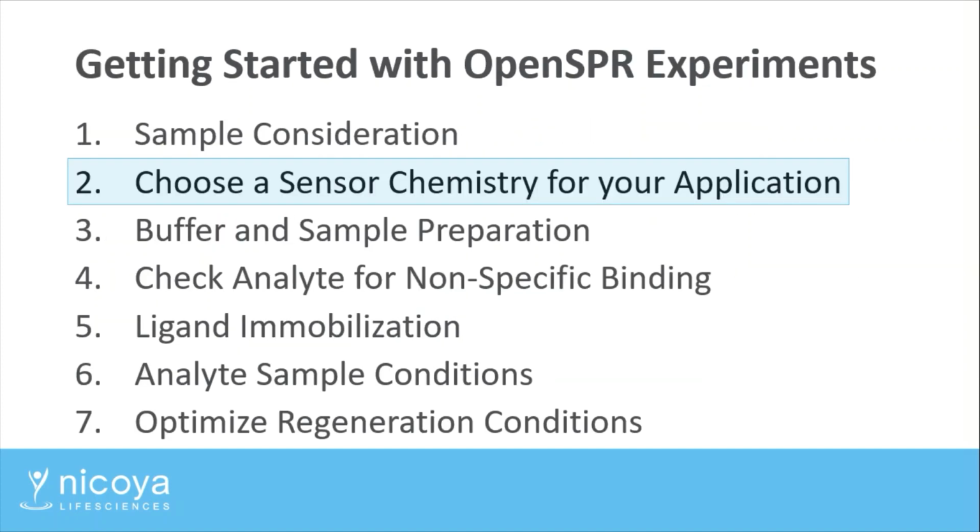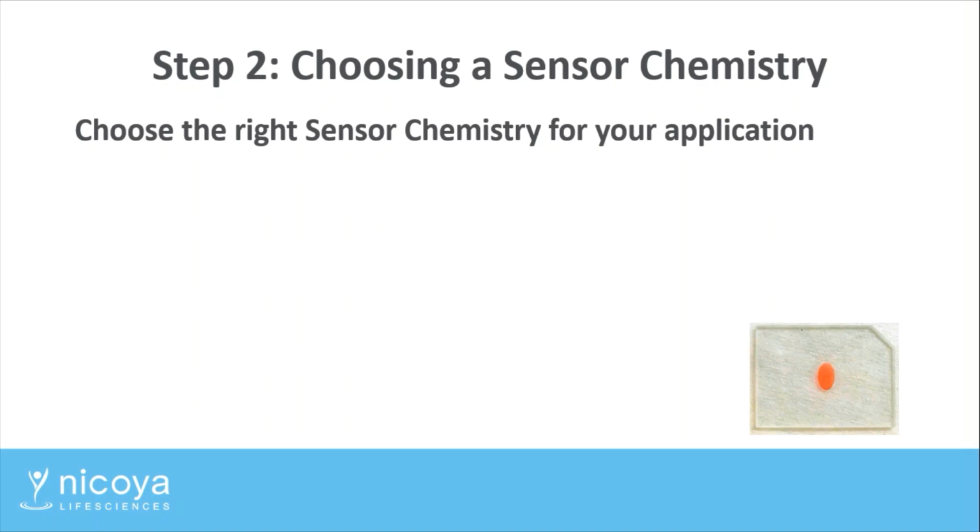The next thing to consider is the sensor chemistry for the application that you're going to be analyzing. The one requirement to perform SPR interaction analysis will be to immobilize one of your binding partners onto the sensor surface. Here I have a picture of one of our sensors, and this consists of a glass slide, with the red spot in the center being our nano gold particles. As mentioned earlier, these nano gold particles are going to be performing all of the detection for us.